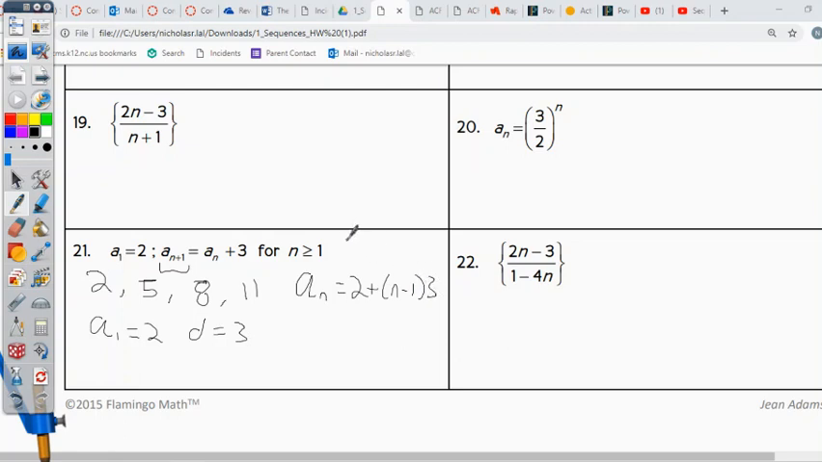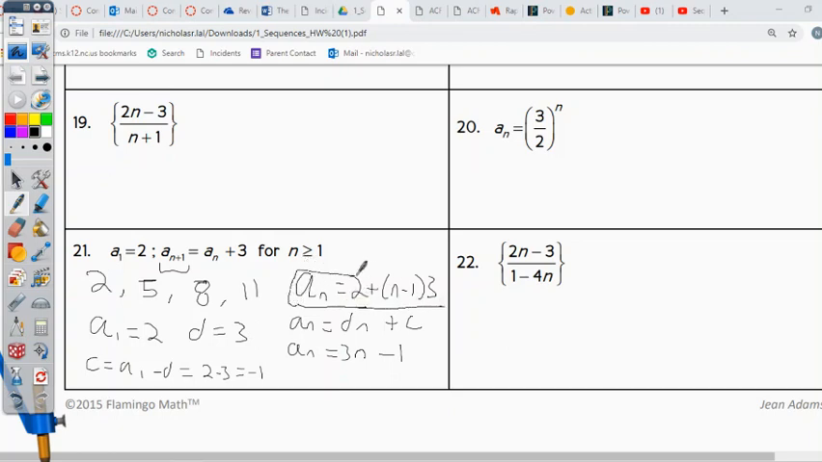Or you could find C, which is A1 minus D. So C is equal to A1 minus D, which is equal to 2 minus 3, which is equal to negative 1. All right? So then you could also say AN is equal to DN plus C, because remember you have two explicit formulas. So AN would be equal to 3n minus 1. These would both be correct explicit terms.